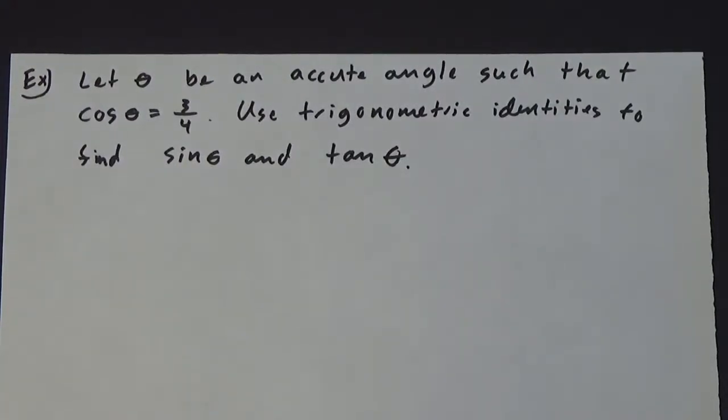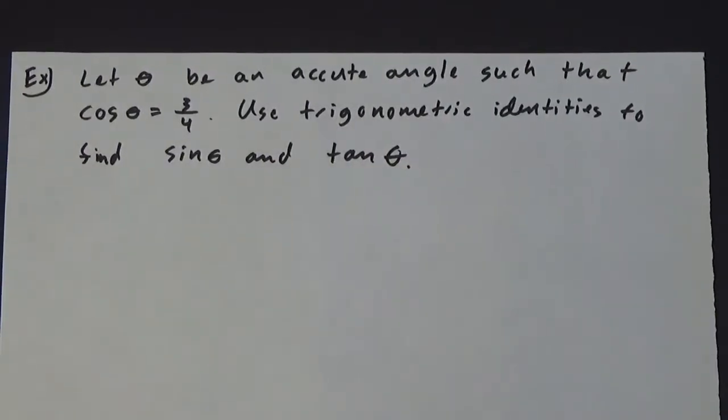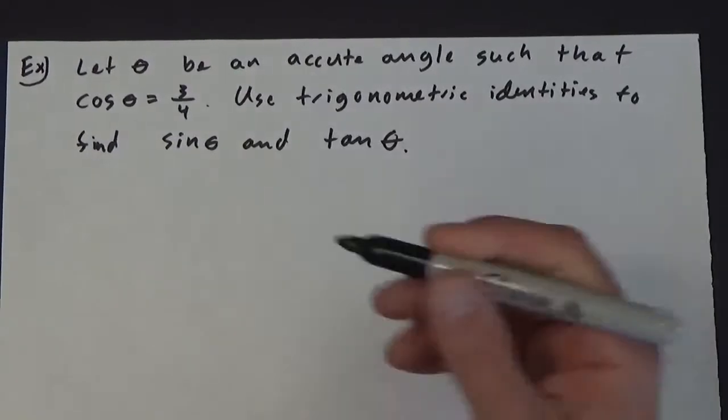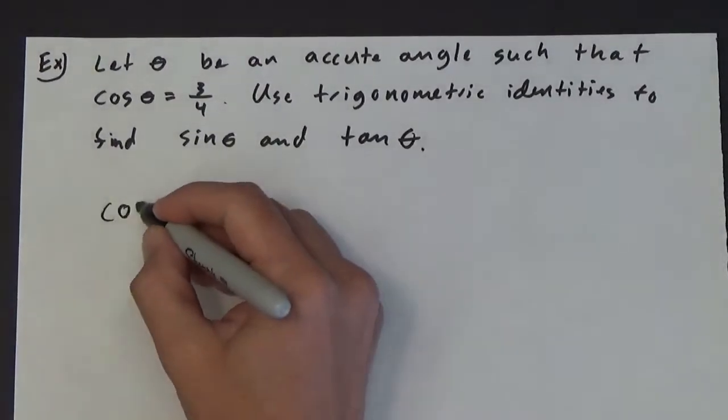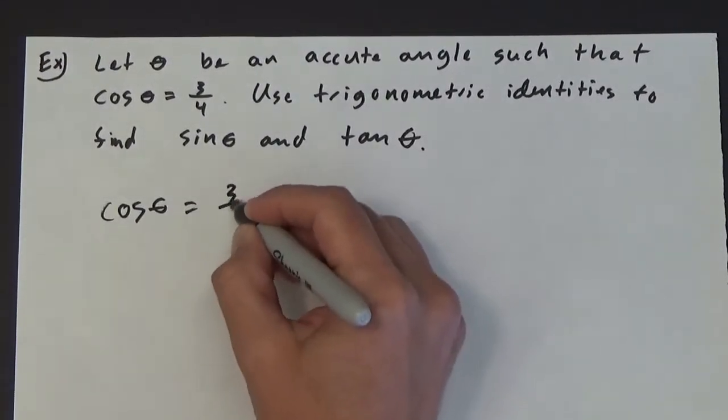Let's look at an example of using our trigonometric identities to solve this problem. So let theta be an acute angle such that the cosine of theta equals 3 over 4. Use trigonometric identities to find the sine of theta and tangent of theta. Alright, so we know that we have the cosine of theta equals 3 over 4.